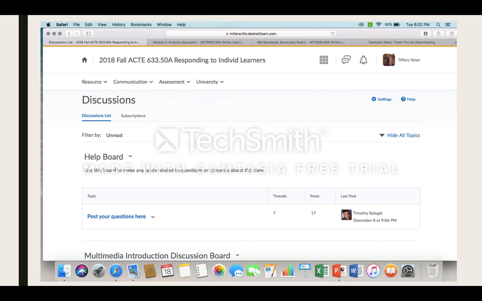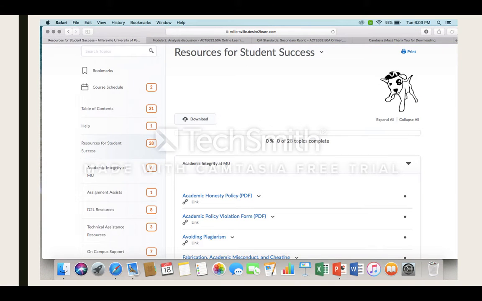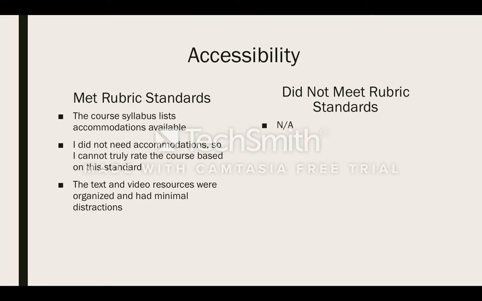So here I have this discussion help board where you can post questions. This is where I was talking about how some of us communicated with each other, but the professor could also answer. Another area was resources for student success, which I found. It talks about the academic integrity policy, the resources you could use if you need assistance with assignments, and technical assistance. So all of those resources were available for students, and I could find that, so that was great.